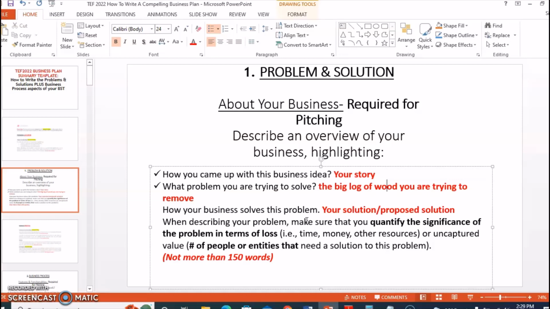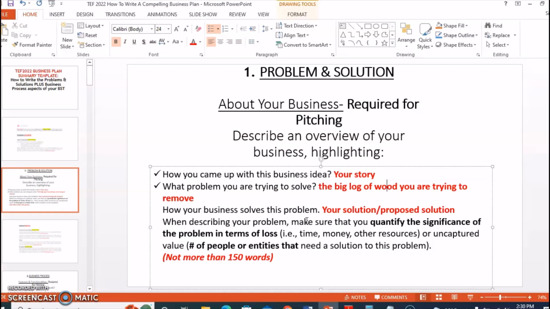So your own could be time. You could be saving customers time. You could be saving customers money. You could be saving customers other resources. You need to identify exactly what it is you're saving customers and then quantify it in a way that it's significant, because a problem needs to be significant in order for it to make you more profit. The more significant the problem is, the more need people will have for the solution you are bringing.